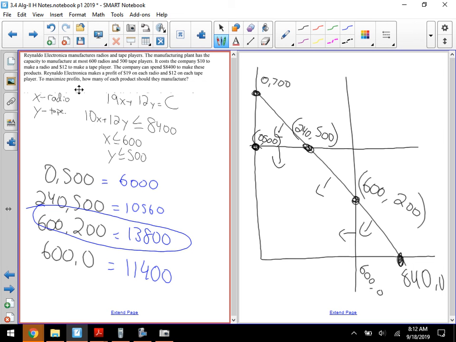So, I got a couple more. We're almost done with this.